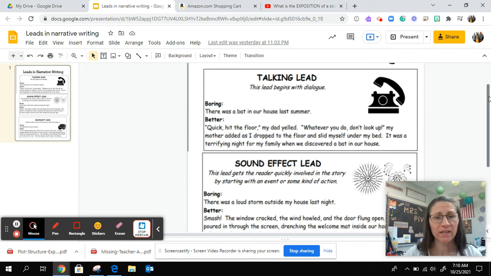So here, quick, hit the floor, my dad yelled. Whatever you do, don't look up, my mother added as I dropped to the floor and slid myself under the bed. It was a terrifying night for my family when we discovered a bat in our house.